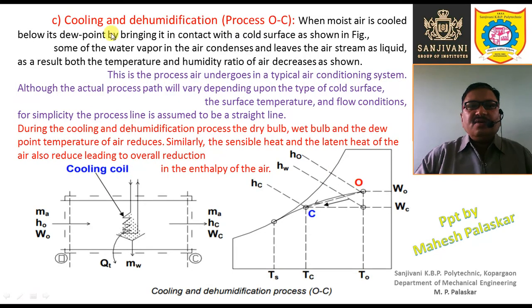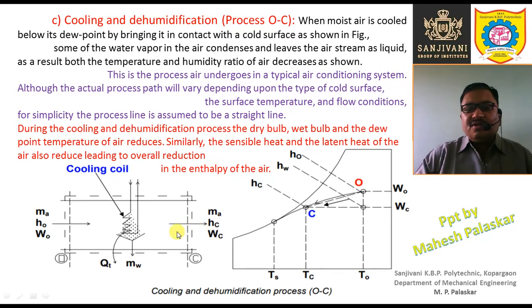Now the next process is cooling and dehumidification. It is represented by this line OC with the arrow pointing from O to C. So when moist air is cooled below its dew point temperature by bringing it in contact with a cold surface as shown in the figure, some cooling coil, the air is flowing in like this and is brought in contact with the cooling coil, cold surface.